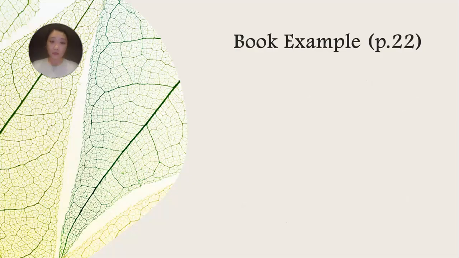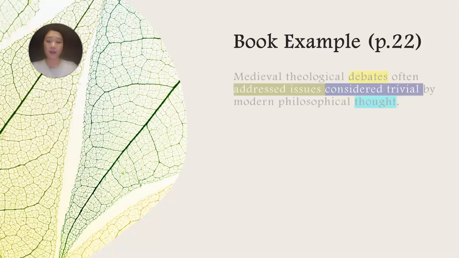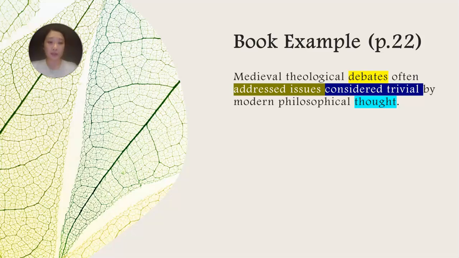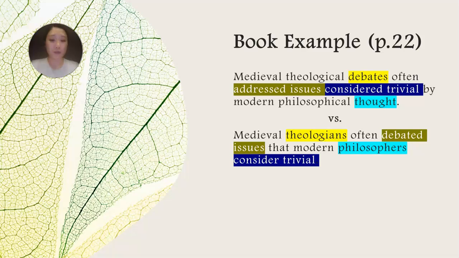Those 3 things are what we want to practice when we're writing sentences to provide clarity for our readers. Now, in the book, on page 22, there's an example of a couple of sentences that I want to go over. We have, medieval theological debates often address issues considered trivial by modern philosophical thought. Versus, medieval theologians often debated issues that modern philosophers consider trivial. Okay, so we have 2 sentences here, and like last time, they're pretty similar. They have the same idea, mostly the same words, but I hope we can all agree that one sounds better than the other.